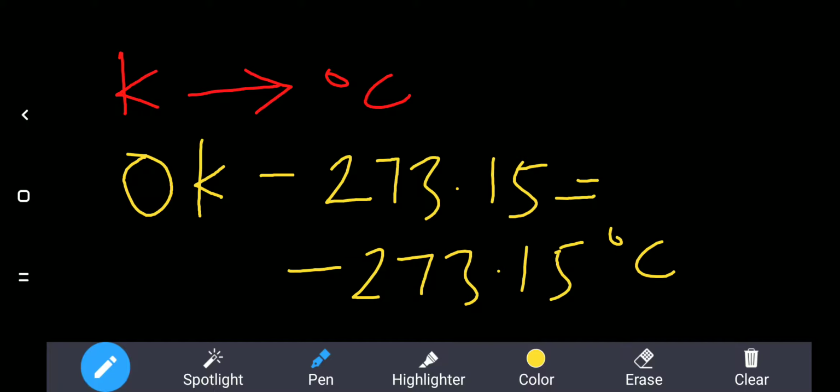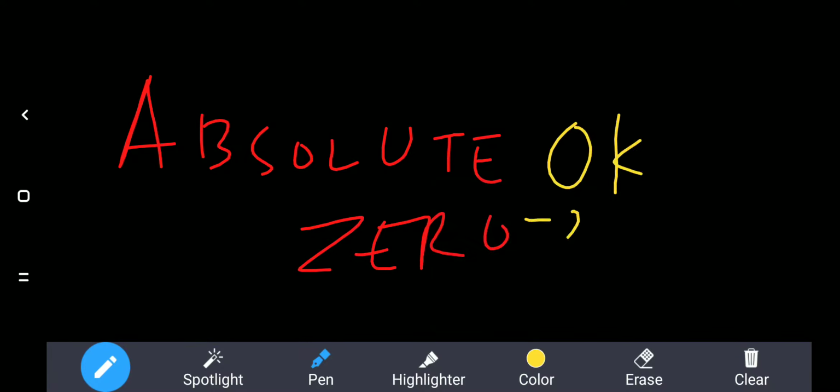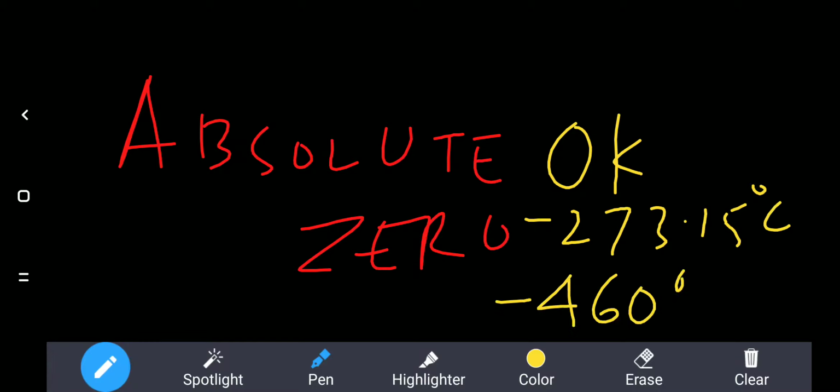So, 0 Kelvin is minus 273.15 degree Celsius. This is also called absolute zero. Now, what is this absolute zero? At this temperature, 0 Kelvin, minus 273.15 degree Celsius, and in Fahrenheit, for absolute zero, it is minus 460 degree Fahrenheit.